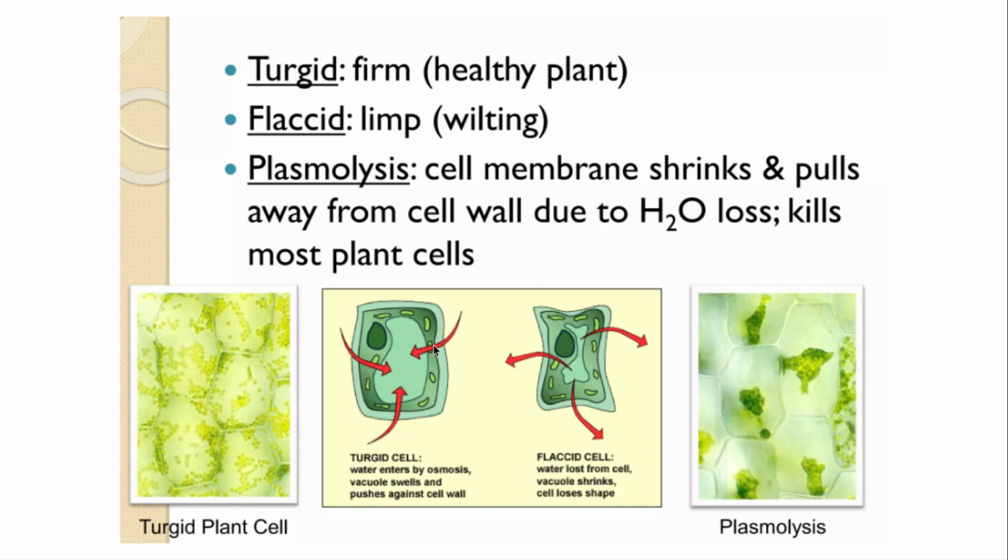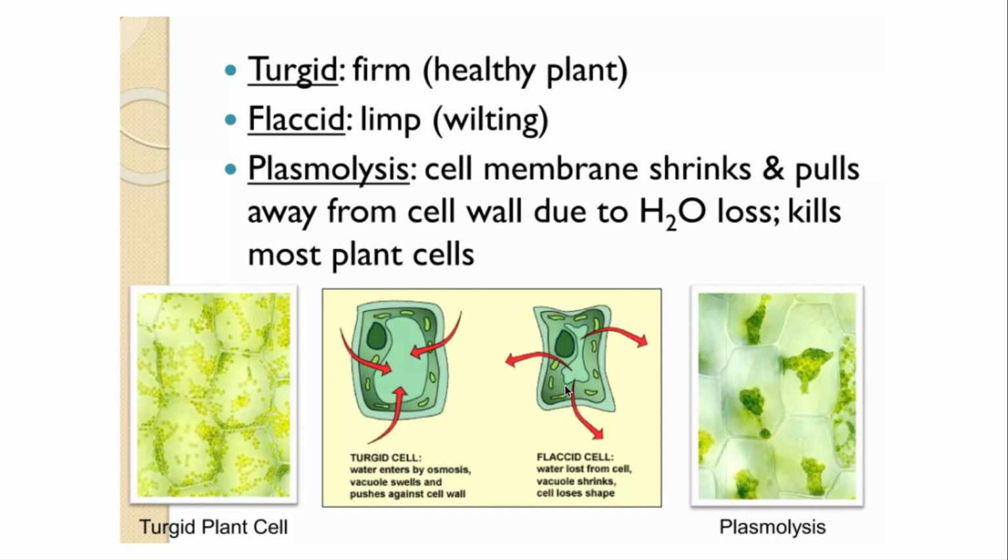For example, if I put it in a solution that is isotonic, water is going to keep moving freely through the cell wall into the plasma membrane and out again through the plasma membrane. So the cell is going to be firm. The cell wall is going to be pushed against because of the cell membrane, and in that case a healthy plant cell is turgid.